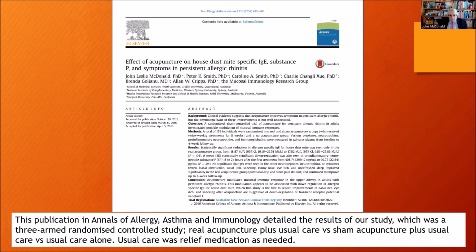This publication in Annals of Allergy, Asthma and Immunology detailed the results of our study, which was a 3-armed randomized controlled study. Real acupuncture plus usual care versus sham acupuncture plus usual care versus usual care alone. Usual care consisted of medication, relief medication as needed. Effect of acupuncture on house dust mite specific IgE, substance P, and symptoms in persistent allergic rhinitis.